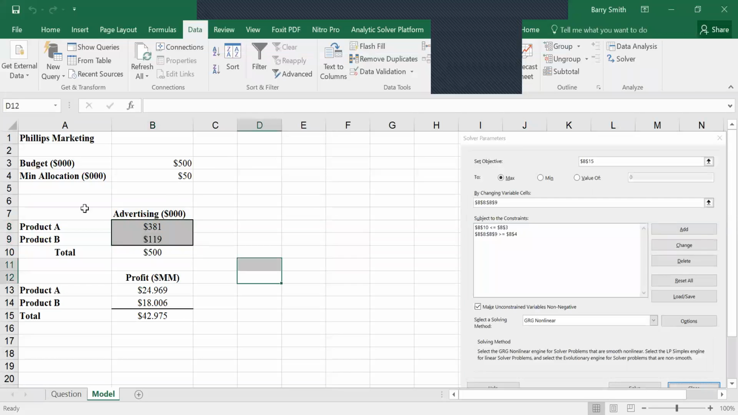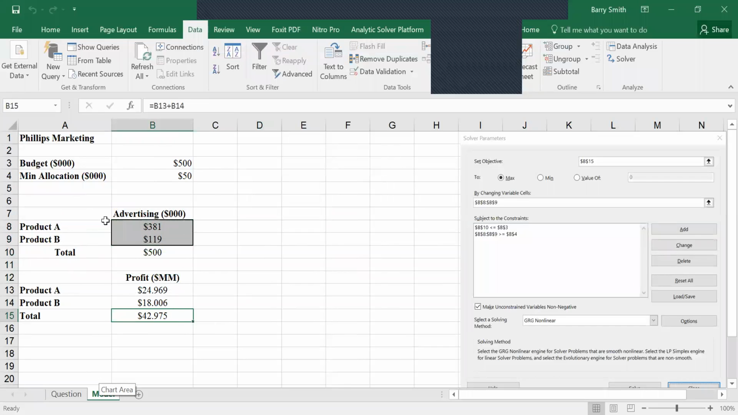Now what we find is we're going to have to do $381,000 of advertising for product A and $119,000 in advertising for product B, and that will get us a total of, which is our actual budget, and our profit in millions of dollars is, product A is going to get 24.969 and product B will be 18.006 for a total profit of $42.975 million.